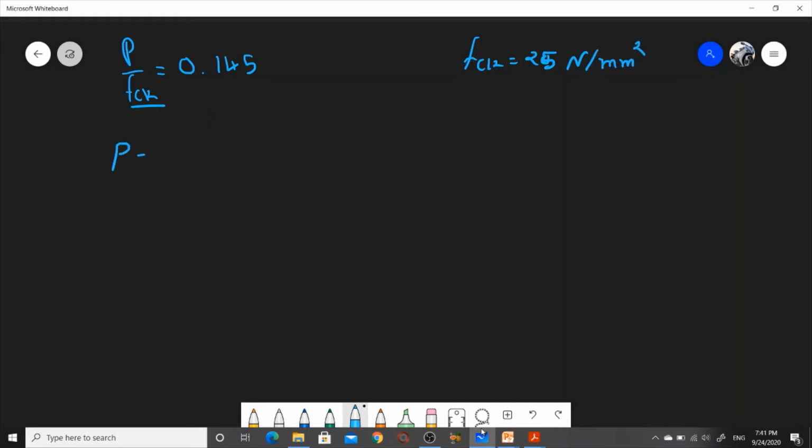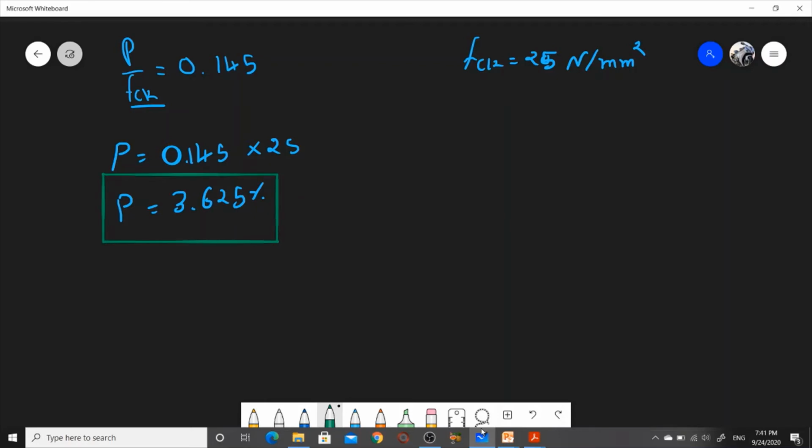So p is equal to 0.145 into 25. The p value is 3.625 percent. What does this value give? This value gives the percentage of steel required to resist that much axial force and that much bending moment. So this is the percentage of steel.